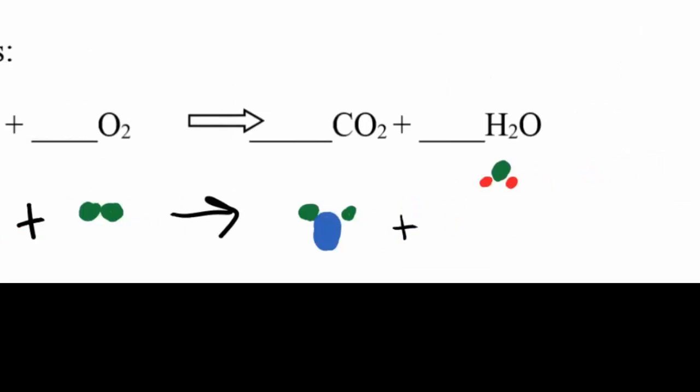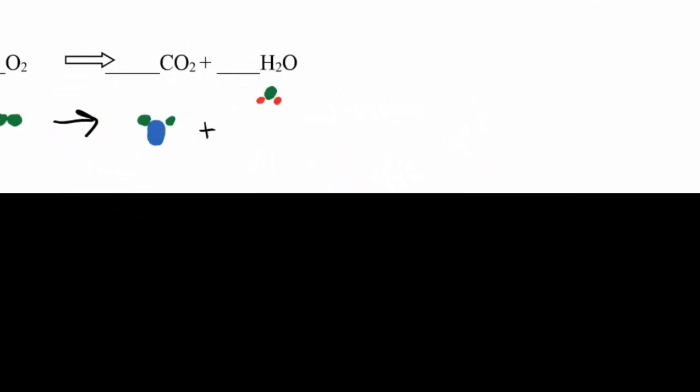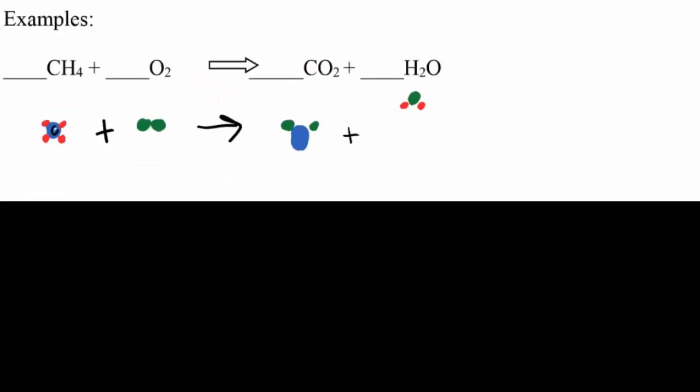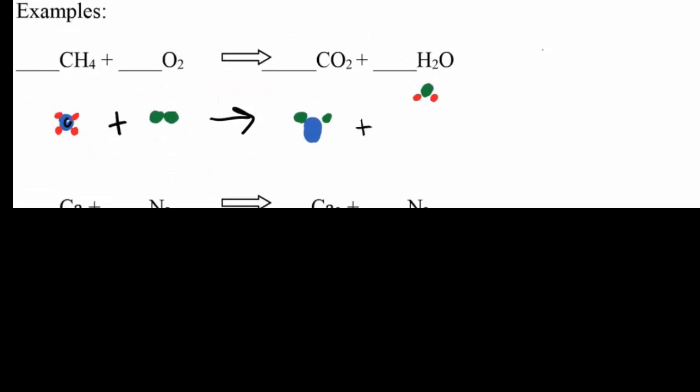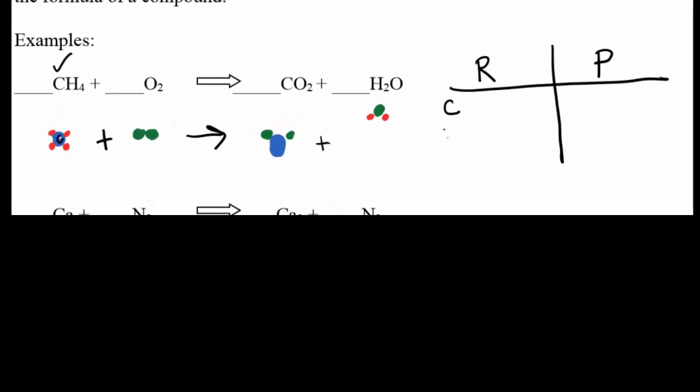Well, I like to keep a tally of how many atoms of each element I have at the beginning and at the end. So my beginning is what I call my reactants, okay? My reactants are on the left-hand side, and my products are on the right-hand side. So what are the elements that I start with? Well, I start with carbon. I also have hydrogen, and then I also have oxygen. And notice you should have these same elements on the product side: carbon, hydrogen, and oxygen.